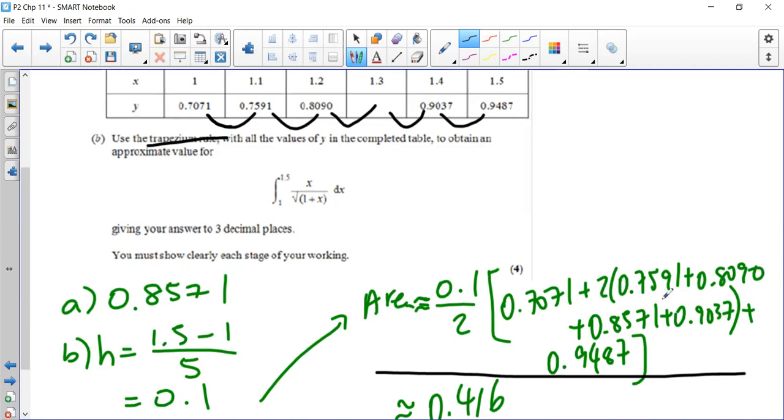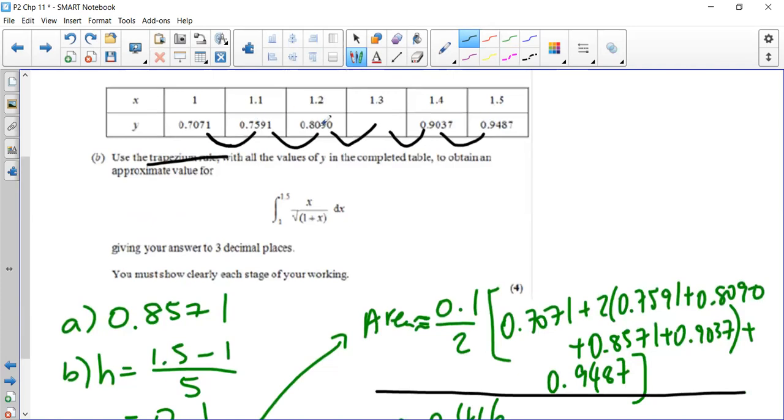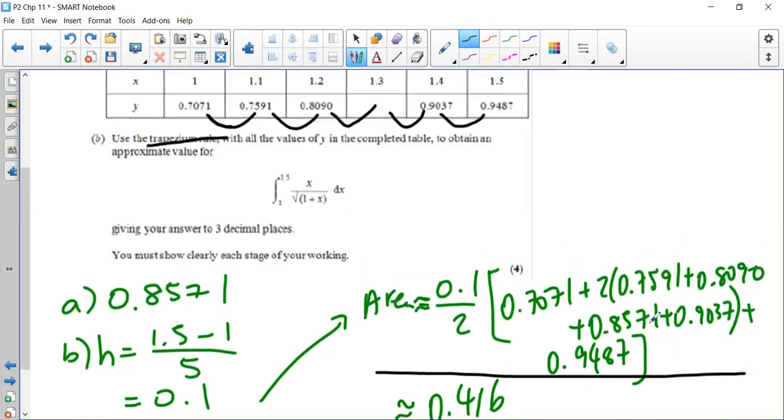So it's quite stingy in that sense. Yeah, including the square bracket and the close bracket. So you must follow. So 0.071, the first number, plus 2 times all the ingredients in the middle, plus, and then close it off the buns at the back, 0.9487.